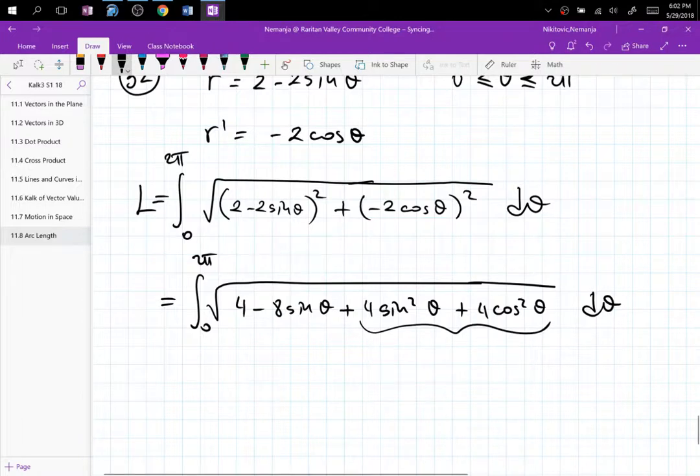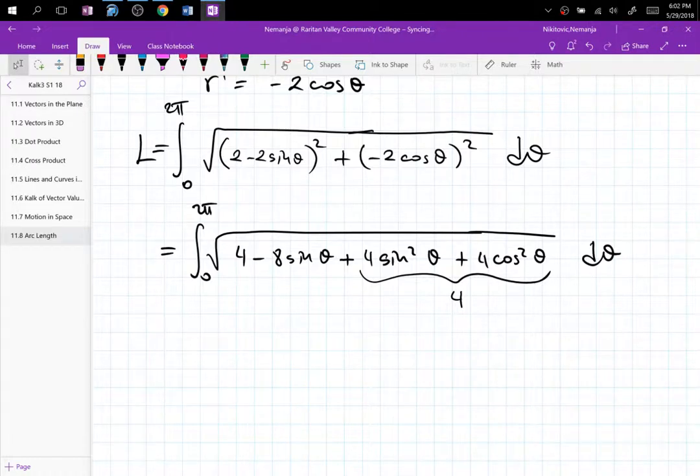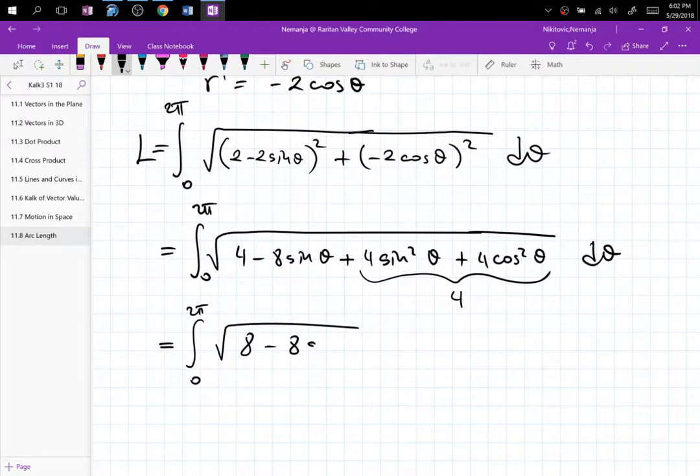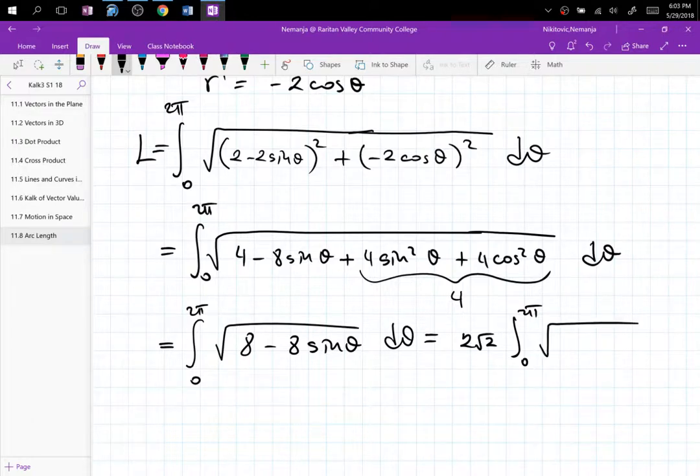Now this mess over here will give us 4, because you factor out 4, sine squared plus cosine squared is 1, and 1 times 4 is 4. And then plus the 4 in the front, I can have the integral 0 to 2 pi of 8 minus 8 sine theta d theta. And we can kick out 2 root 2, which is the square root of 8. And we have 0 to 2 pi of the square root of 1 minus sine theta d theta.